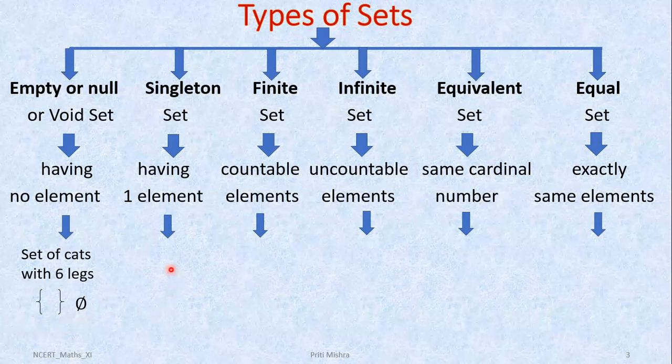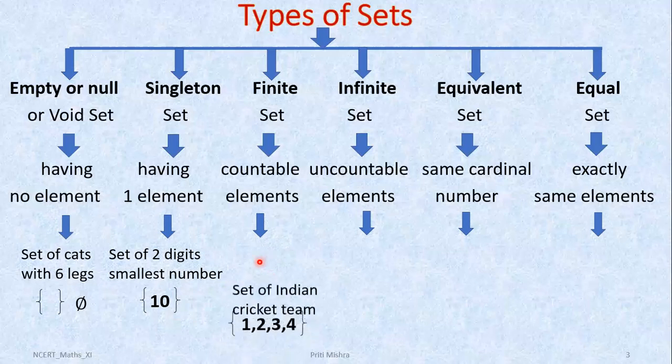Now singleton set: if we have to frame a set of the smallest 2-digit number, we can have only a single number, which is 10. So 10 within curly braces is a singleton set. Another example: if I ask you to frame a set of those planets which are life bearing, you are able to write down only a single name, which is Earth. Life exists on Earth only. That's why it will be a singleton set.